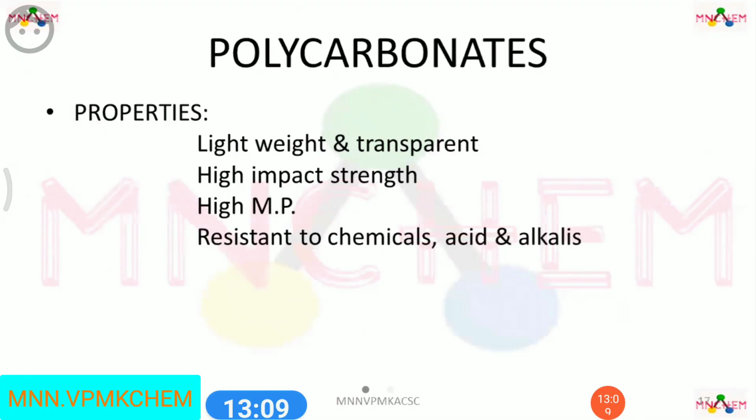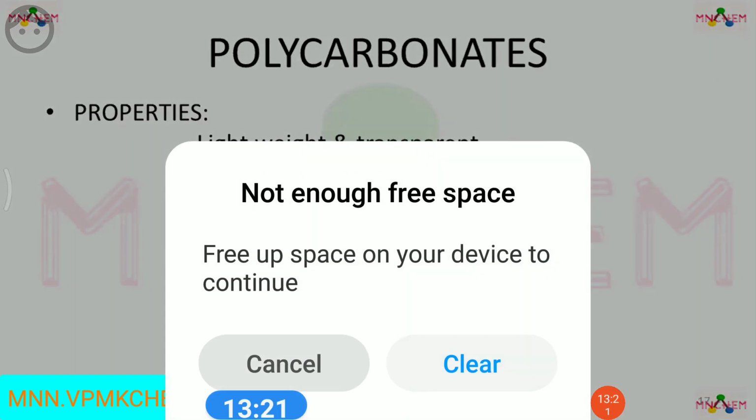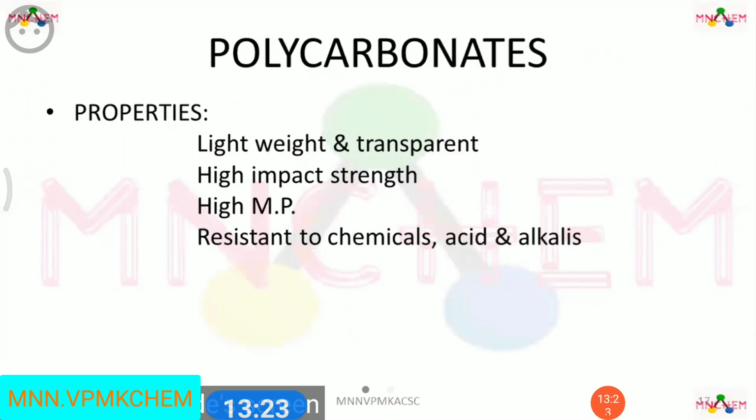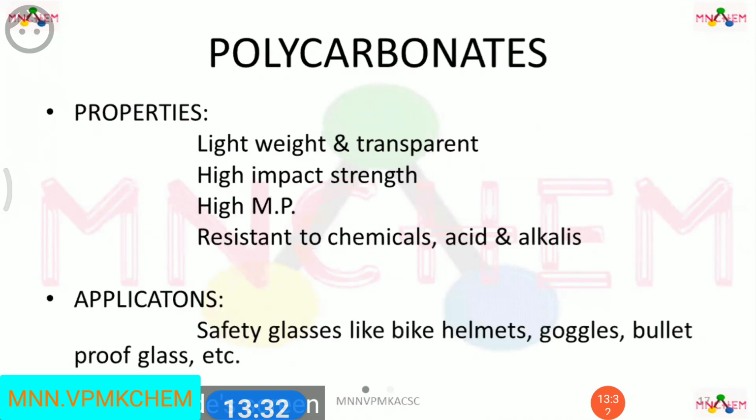When we talk about the properties, the polycarbonates are lightweight and transparent like glass, and this makes it very special. These polycarbonates have high impact strength and high melting point. These are resistant to chemicals, acids, and alkalis. And because of its transparent nature, when we talk about the applications of these polycarbonates, they are used for the preparation of safety glasses, which are used in the helmets, goggles. Also, the bulletproof glass, because it has high impact strength. And there are various applications of these polycarbonates.